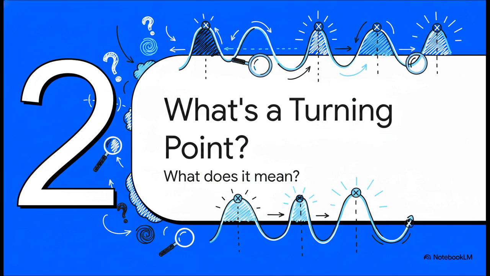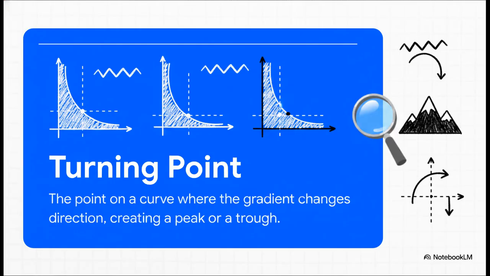Before we start plugging in numbers, let's get a really clear picture of what we're actually looking for. In simple terms, it's that one special spot where the curve stops going up and starts going down, or stops going down and starts going up. You know, like the very top of a roller coaster hill or the very bottom of a valley. And at that exact moment, the slope, the gradient, is perfectly flat.